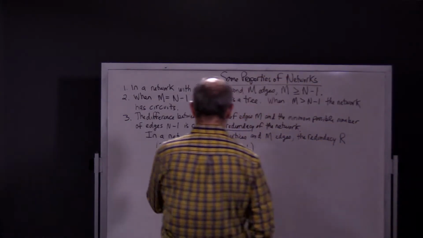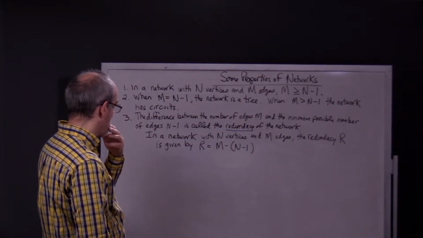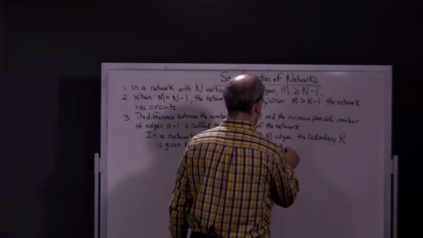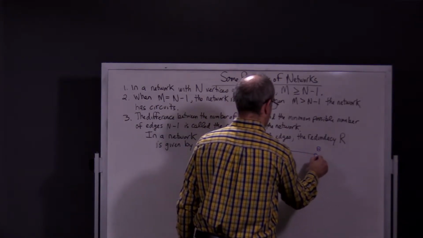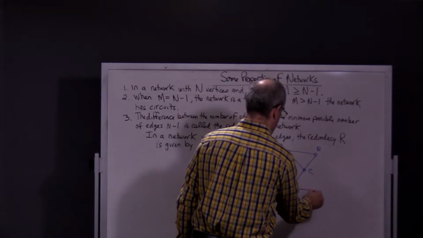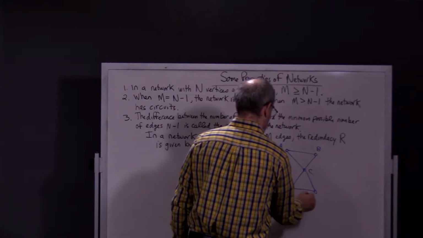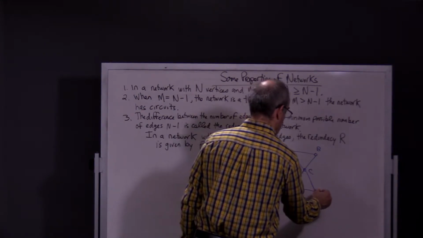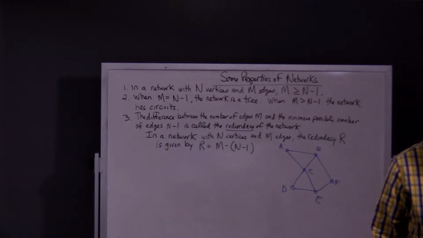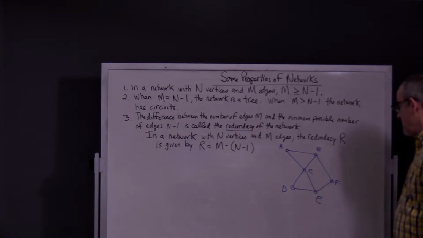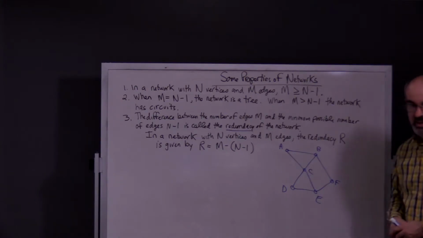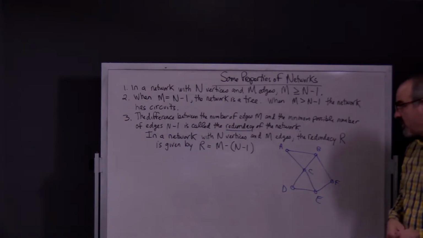Hopefully I have enough room. I could even erase the top part, but I won't. Let's draw a network that has circuits. That's easy to do. I can just do this. Hopefully you can still see it. Can you see it? Yeah. So this is a connected graph. So it is a network. And I can tell it has circuits. So it's not a tree.